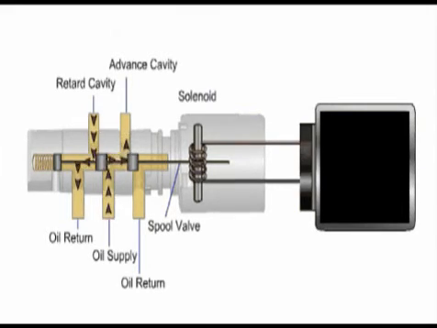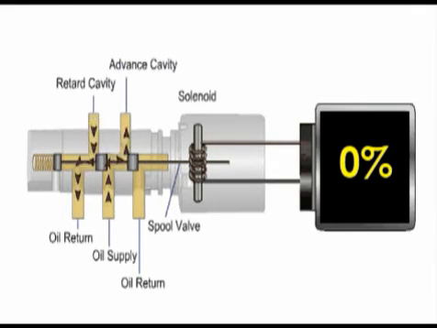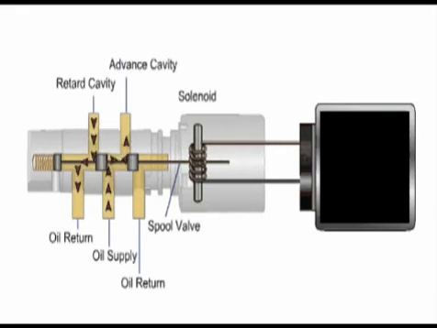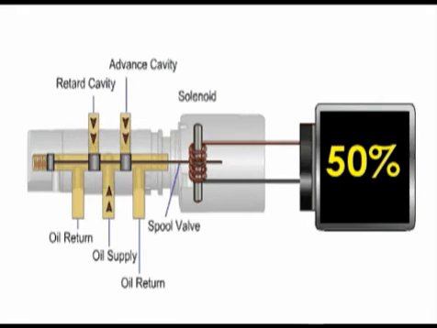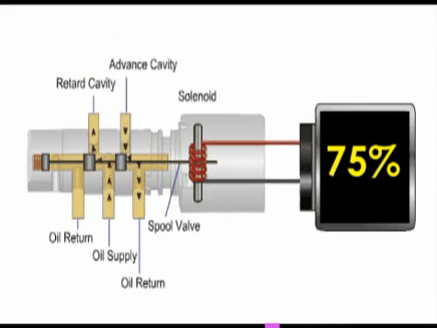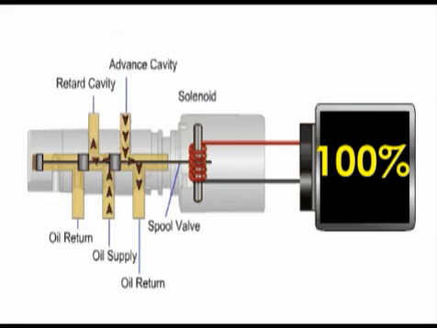This animation shows the flow of engine oil in the VCT system and how it retards or advances the camshafts. At 0% duty cycle, there is oil flow into the advance cavity and out of the retard cavity. This is normal oil flow with no camshaft movement. At 35% duty cycle, the oil flow is somewhat restricted, allowing some advance of the camshaft. At 50% duty cycle, the oil passages are blocked. This holds the cam at whatever position it was last in. At 75% duty cycle, we flow out of the advance cavity and into the retard cavity. At 100% duty cycle, we continue to retard the camshaft at a faster rate.